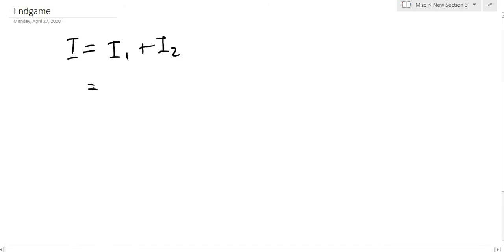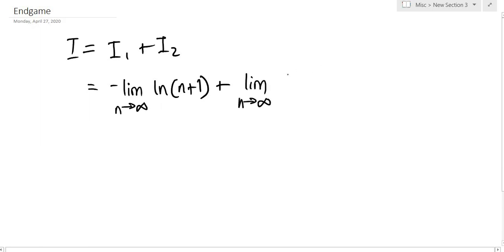So we calculated I1 to be, let me just refer back. So I1 was negative limit as n goes to infinity of the natural log of n plus 1, and I2 was basically the limit as n goes to infinity of, let's just use the conventional notation, say from k equals 1 to n of 1 over k. Now let's just rearrange these terms.